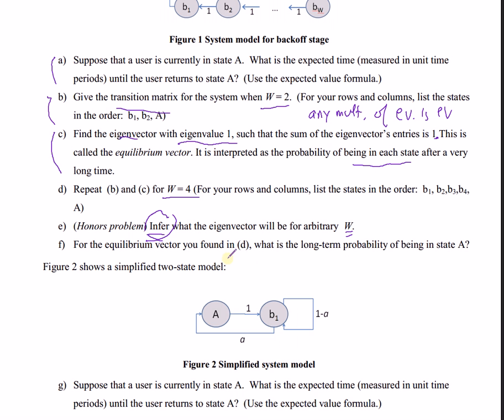Now, for the equilibrium vector you found in B, that's W equals 4, what is the long-term probability of being in state A? Now remember, long-term probability has an interpretation in terms of the equilibrium vector. So you should be able to get this long-term probability from the equilibrium vector.